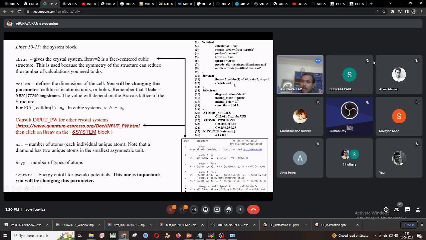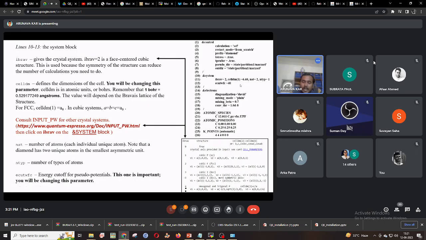Now, you can also use cell dim 2, 3, depending on the structure you are choosing. And under the ibrav section, you can get all the information of the system. After that, nat. This is the number of atoms you are using in the Quantum ESPRESSO code. Here, under atomic positions, there are 2 carbon atoms which are at 0, 0, 0 and 0.25, 0.25, 0.25. So we need to provide number of atoms equal to 2.